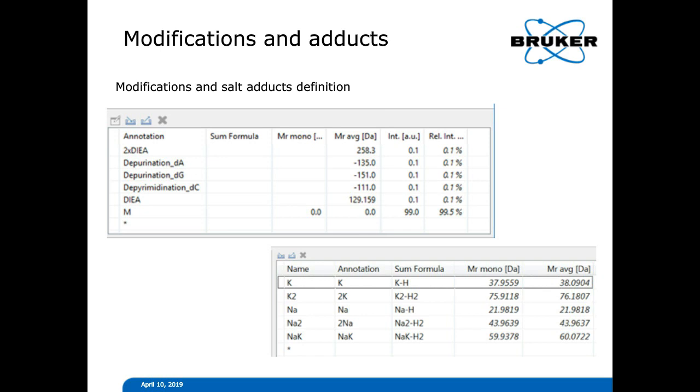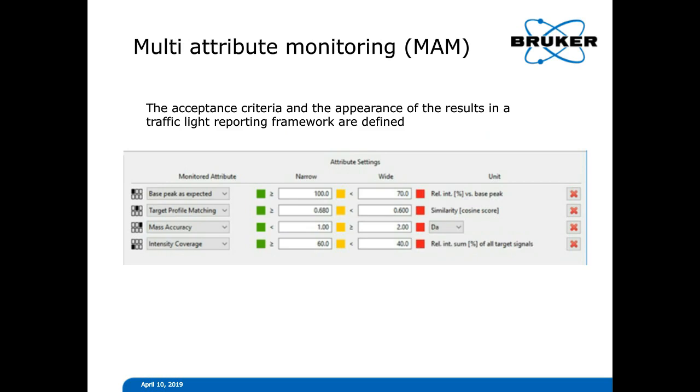Multi-attribute monitoring is an important feature of the workflow. For the oligonucleotide QC workflow, the following attributes that you see below in the table are defined. The base peak as expected means that the base peak as defined in the modification profile must be the base peak that is seen.